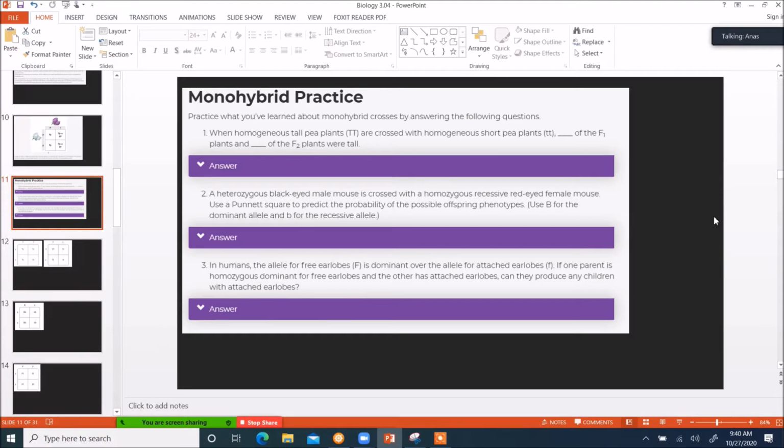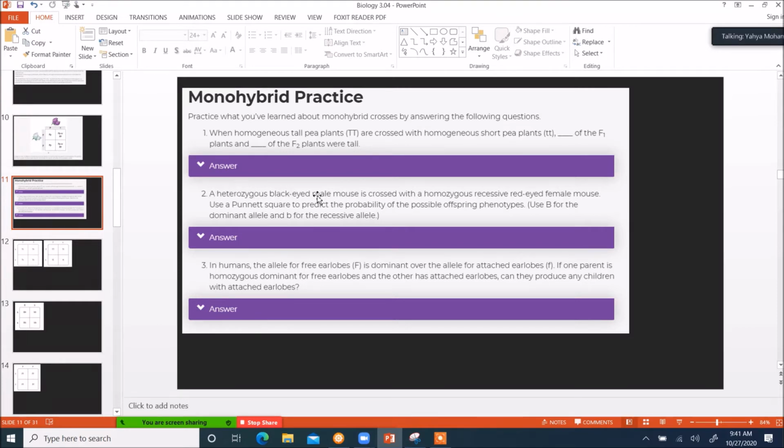Done? Okay. All right. So Yusuf, what does this mean? A heterozygous black-eyed mouse and a homozygous recessive red-eyed mouse. And they're saying use B, capital B, lowercase b for this one. So just wait, hold on a second. Just give me the first one.